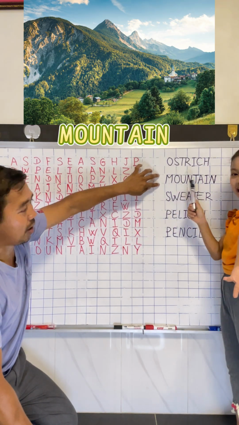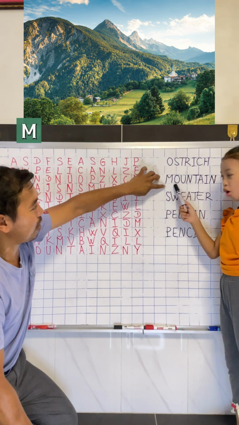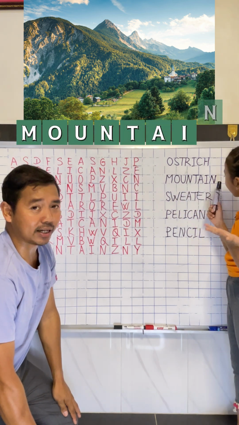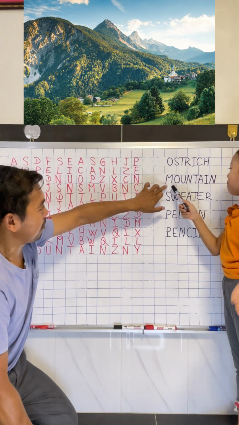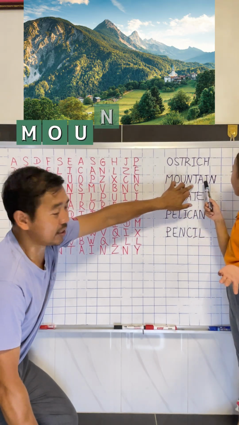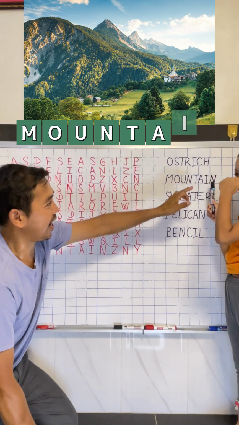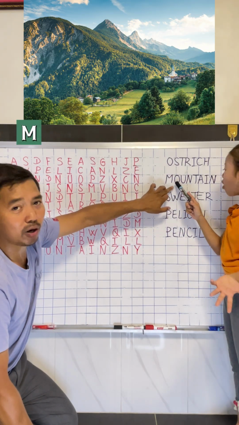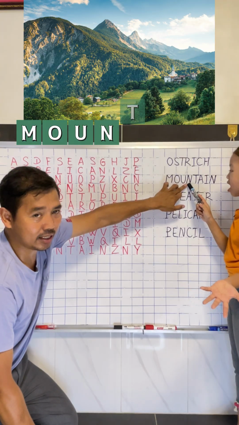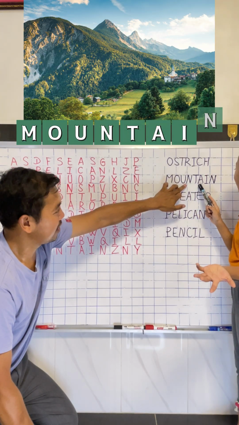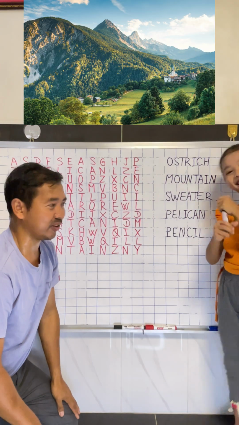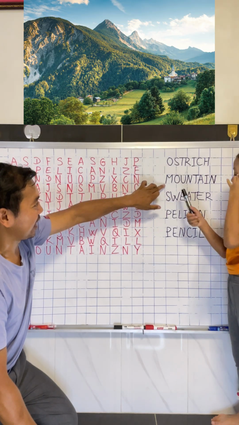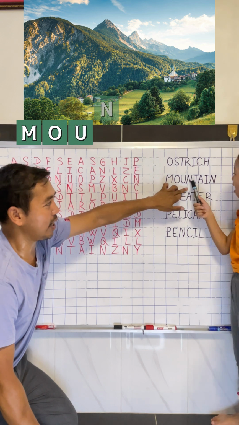Mountain. M-O-U-N-T-A-I-N. Again, not clear. Again. Sorry, confused. Again, mountain. Mountain.